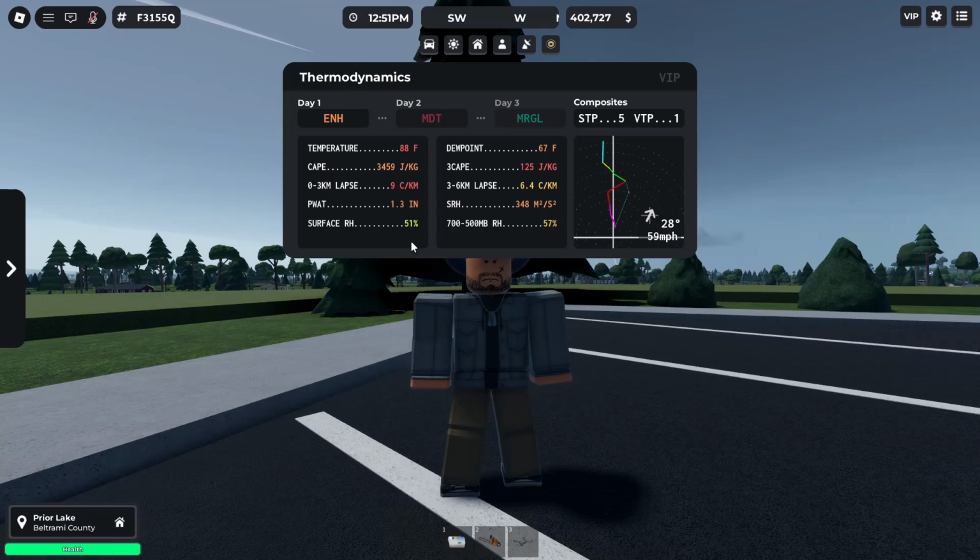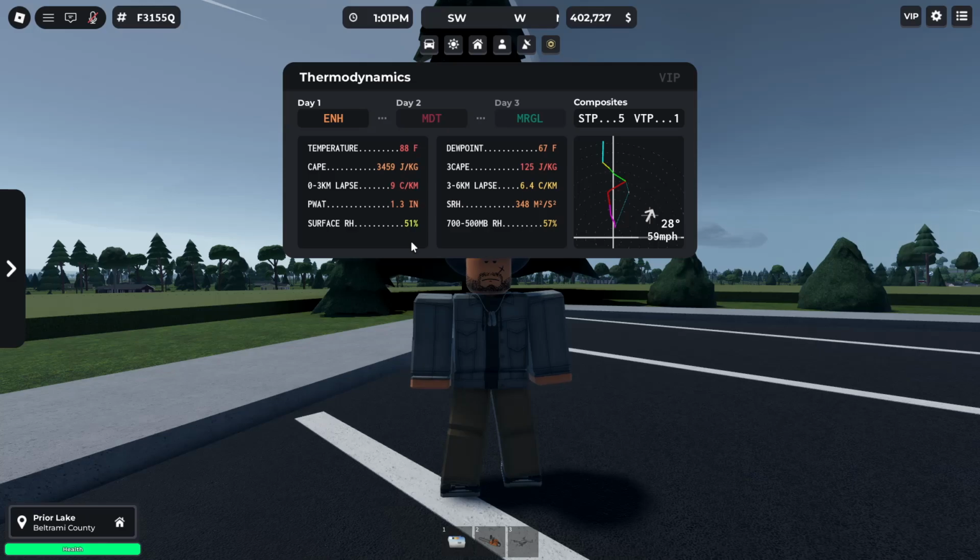And then you've got the 700 to 500 millibar RH, which is also relative humidity, but it's in the mid levels of the atmosphere, typically between 700 millibars and 500 millibars for pressure levels. It's essentially what tells you how moist or dry that middle part is. Like the mid level moisture will help storms stay healthy, stay mature, stay active.